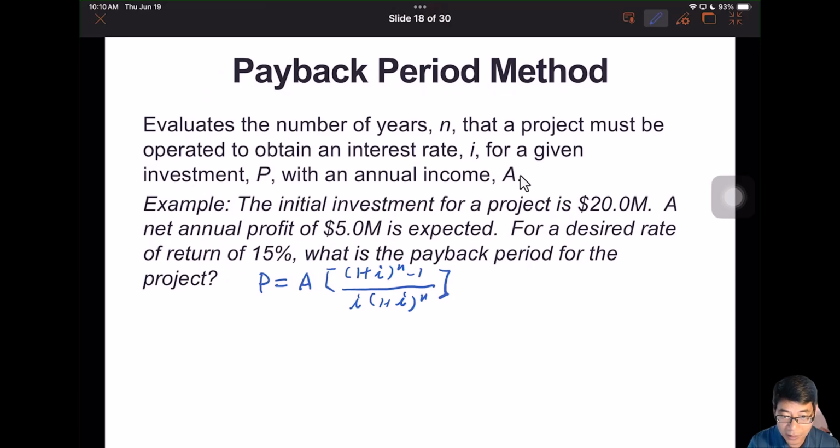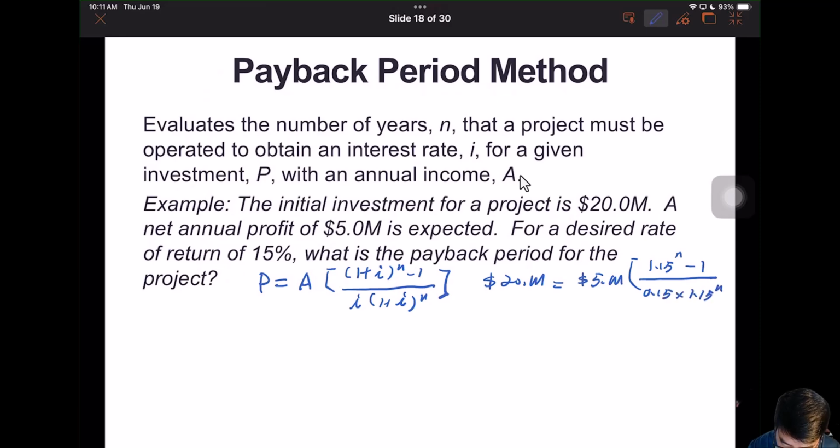I'm going to calculate the entire process manually. $20 million, that's our present. The annual net profit is $5 million, and then the interest rate is 15%. I'm going to plug right into this portion directly. So this is going to be 1.15 to the nth minus 1, over 0.15 times 1.15 to the nth.